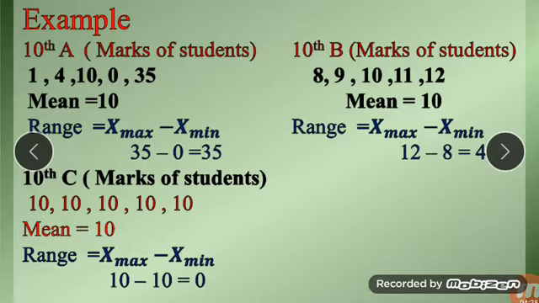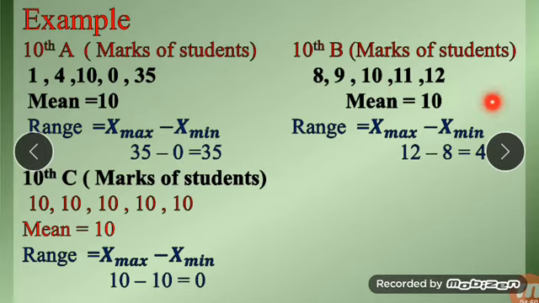So now if we calculate first the arithmetic mean, the average, it can be obtained by adding all these values, then dividing by the number of observations. So let's add the values first. 1 plus 4 is 5, 5 plus 10 is 15, 15 plus 0 is 15, and 15 plus 35 is 50. So 50 when divided by 5, because marks of 5 students are given here, we will get the average as 10.